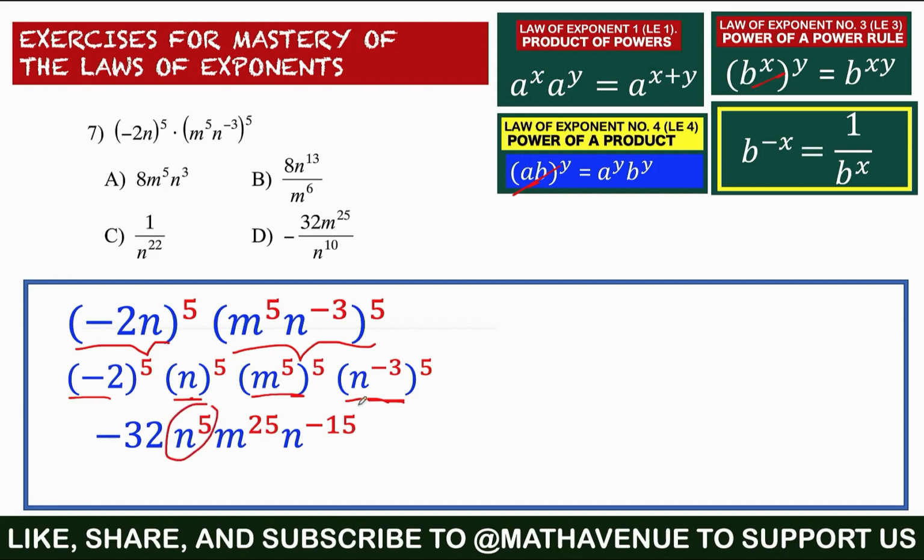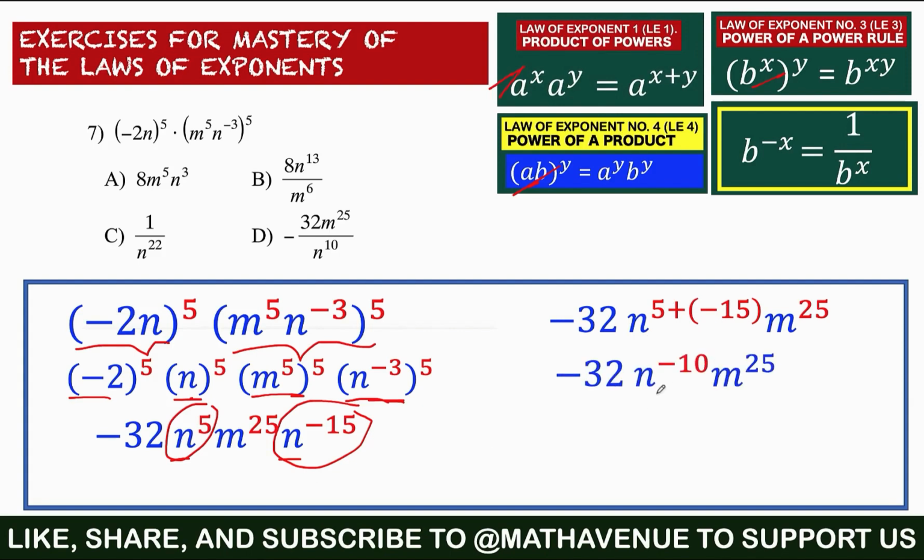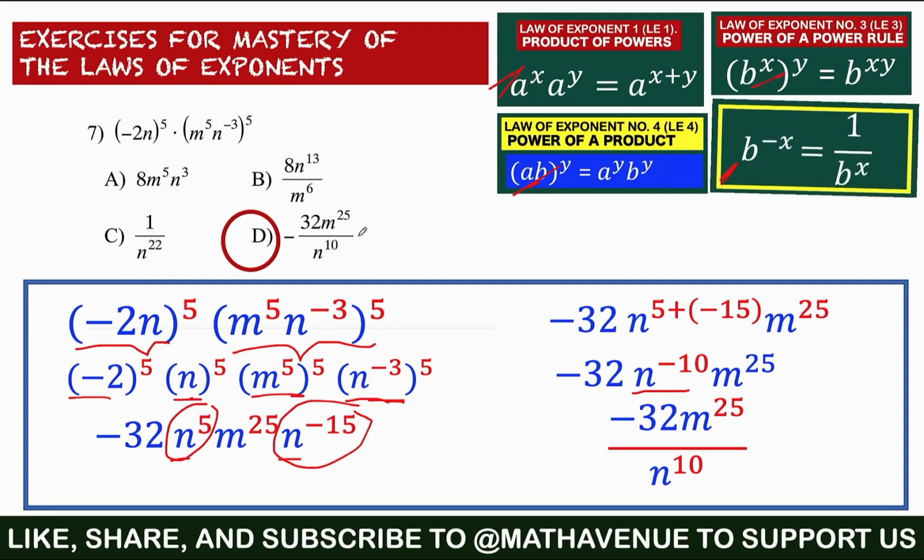Then n to the fifth and n to the negative 15, they have the same base. And the operation is multiplication. That means we can apply law of exponent number 1. So this would be the result. Copy the negative 32, n to the fifth times n to the negative 15 becomes now n to the fifth plus negative 15, and copy all the rest. Then let's simplify. Now you have a negative exponent here, so we are going to apply this transformation from negative exponent to positive exponent, meaning we can write n to negative 10 in the denominator, but that will become n raised to positive 10, like this. And we now have our final answer. So 4 different laws of exponents are applied in problem number 7. Let's go to the next problem.